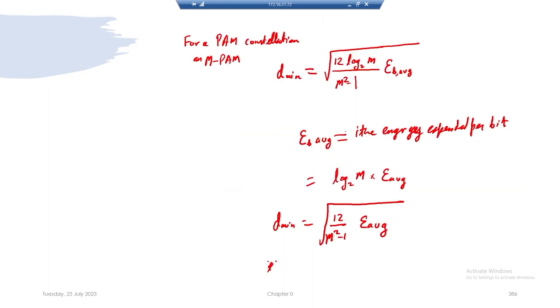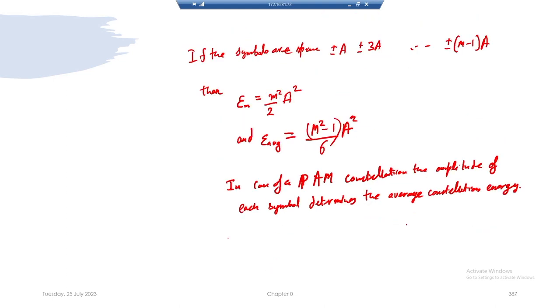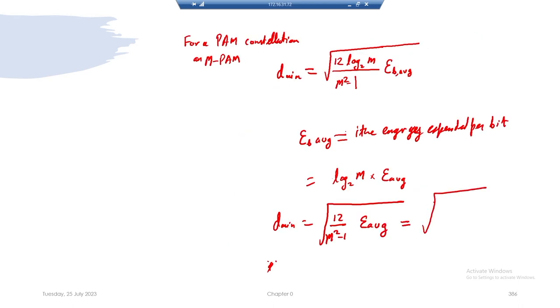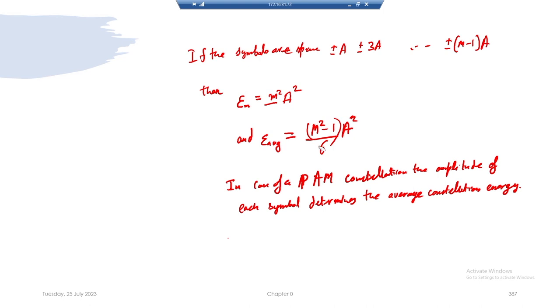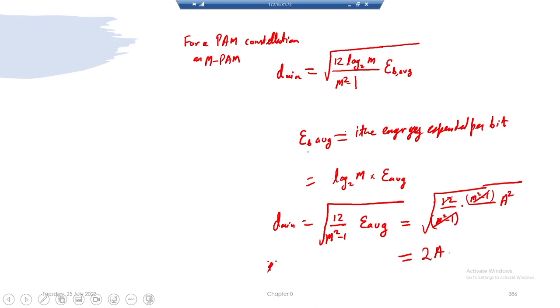So now let us look at these two expressions. This is for BPSK and this is for QPSK. If I substitute the expression for E average, then d min is root over 12 by M squared minus 1 times M squared minus 1 by 6 A squared. This equals root 2 A. Rather, this should be 2A. I'm missing a factor of 2 somewhere. This should be 3 and actually this should be 2A. So there should be a 2 here. This should be 2A and this shouldn't be there, and this should be 3. Because I am using my notes, that's why.